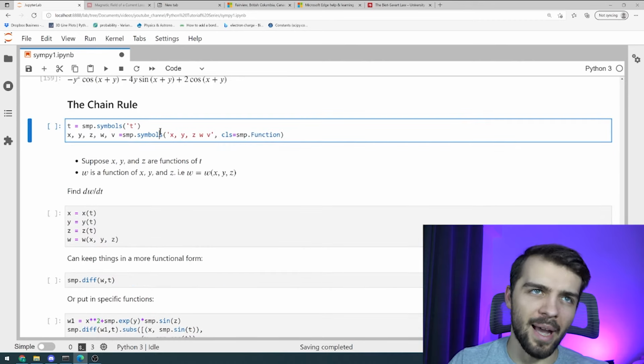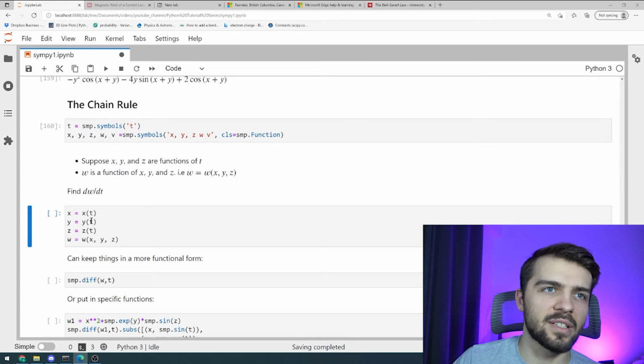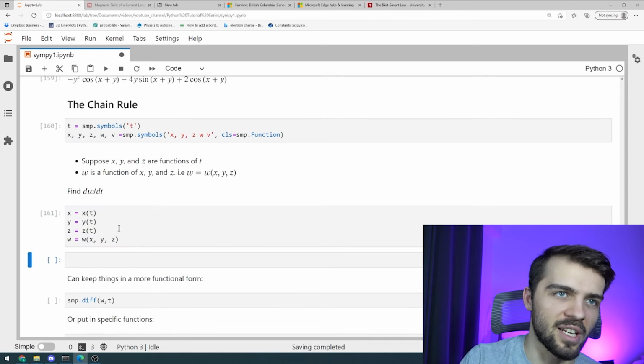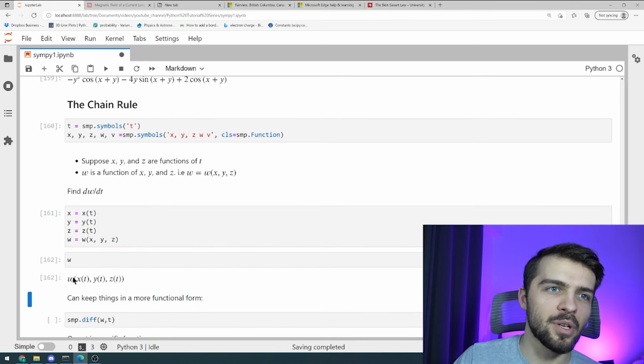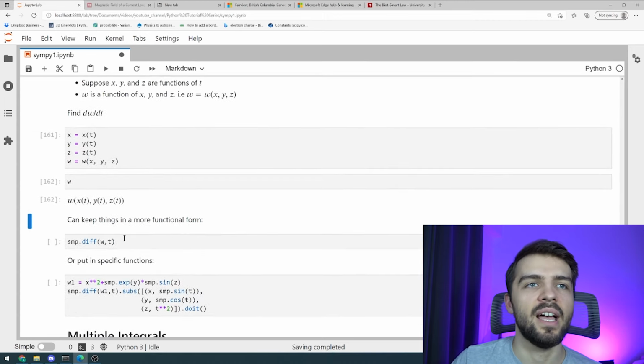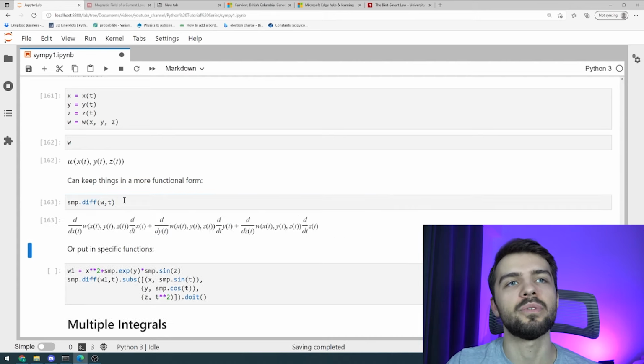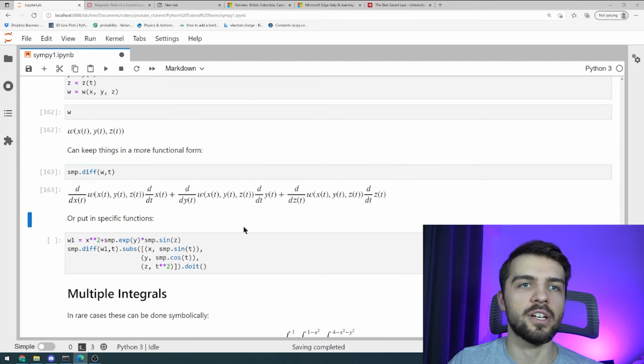You can also do it with abstract symbols, right? So suppose x, y, and z are functions of t, and w is a function of x, y, and z. So w equals w of x, y, z, and x, y, and z are themselves functions of t. So x equals x of t, y equals y of t, z equals z of t. If I look at w, it's a function of x of t, y of t, and z of t. I can differentiate this with respect to t, and it will automatically do the chain rule. So I get this whole expression here.